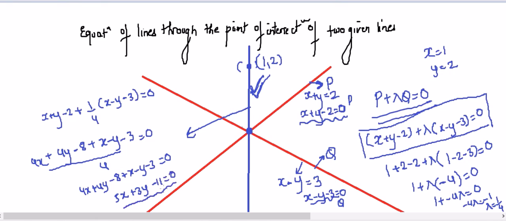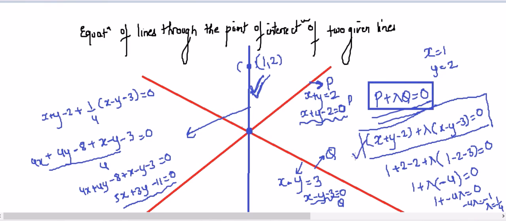So this is the required equation of a line. What you need to do is, if one point on the line is given and it says that this line is passing through the intersection of two lines, and we already know the equations of the two lines, then simply apply this formula: P plus lambda Q equals 0.